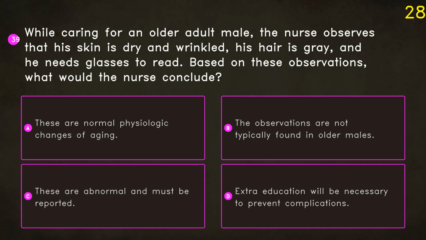Question 39. While caring for an older adult male, the nurse observes that his skin is dry and wrinkled, his hair is gray, and he needs glasses to read. Based on these observations, what would the nurse conclude? A. These are normal physiologic changes of aging. B. The observations are not typically found in older males. C. These are abnormal and must be reported. D. Extra education will be necessary to prevent complications.